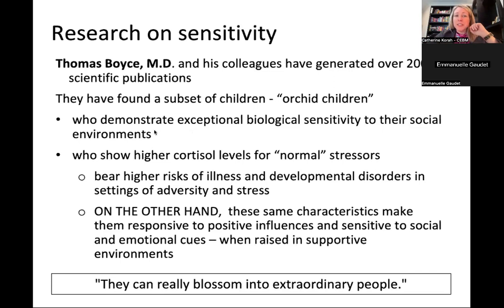So he was able to demonstrate that there are indeed exceptional biological sensitivities in certain individuals, and that they actually show higher cortisol levels in their bodies compared to a neurotypical person. And so they have a harder time managing stress if the right conditions are not put in place. And this can lead to higher risks of illness. More or less, we're saying the same thing from the previous author to this one.